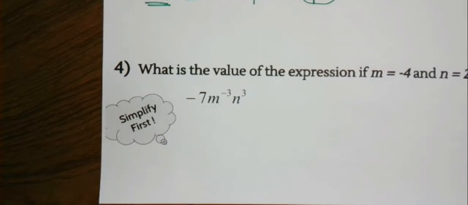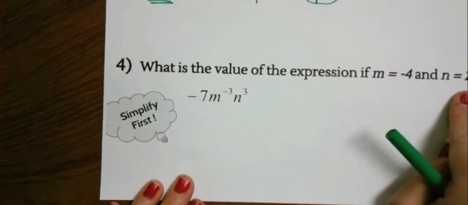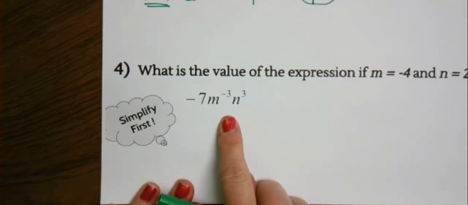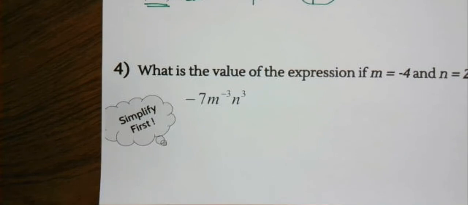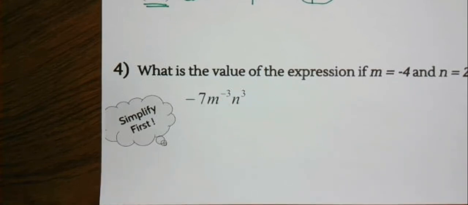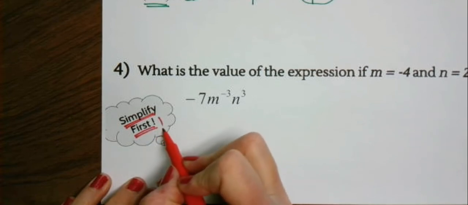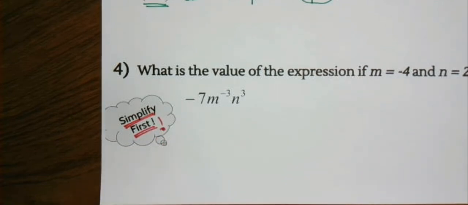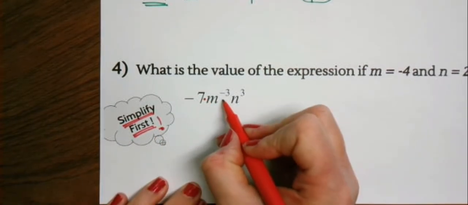What is the value of the expression if m is -4 and n is 2? Here's our expression. It's going to be very difficult to start plugging in numbers when you have negative exponents. You don't want negative exponents. So my advice to you, I'd say write this down in your notes on the left. We want to simplify first. Okay, get every exponent to be positive. Now remember, these are all separated by multiplication.